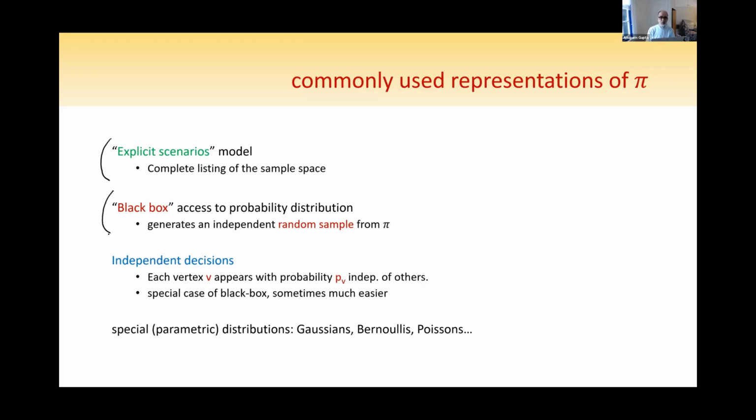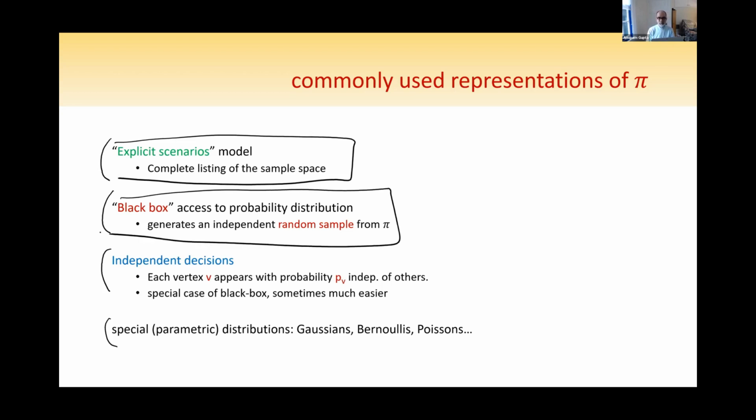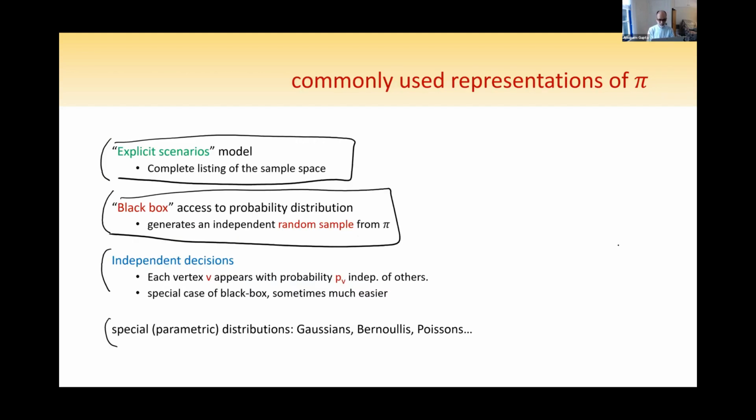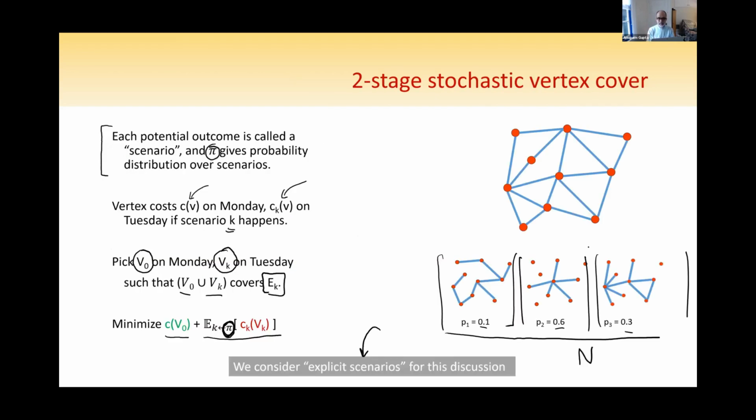There could be a black box model where you give me a box with a sampling axis. You push a button and a random scenario appears. Or there could be independent decisions, or they could be even more specialized. It could be a parametric distribution of some kind. I'm going to talk about explicit scenarios for the time being. You'll see that we'll come back to this and we'll talk about black box. Okay, good. So I want to solve two-stage vertex cover.